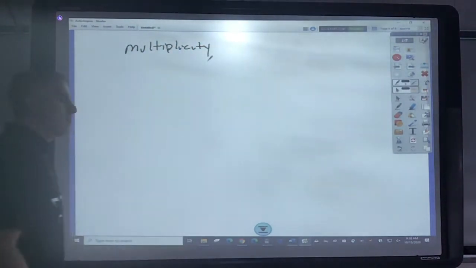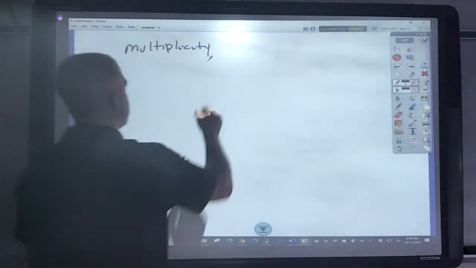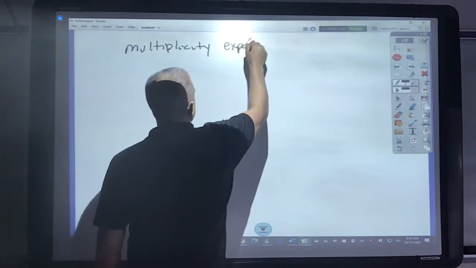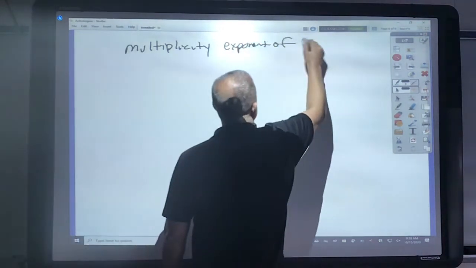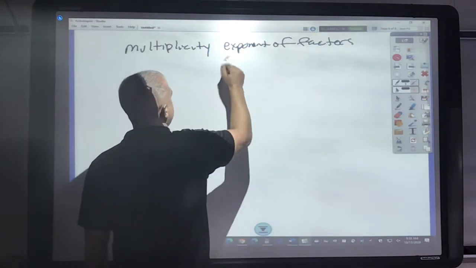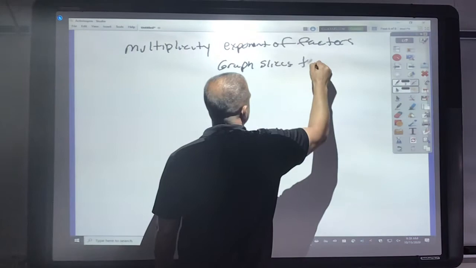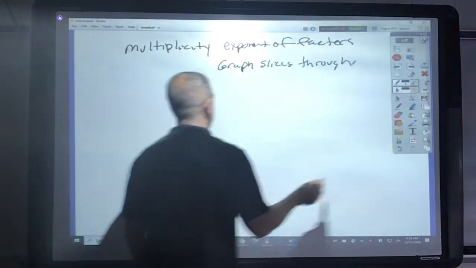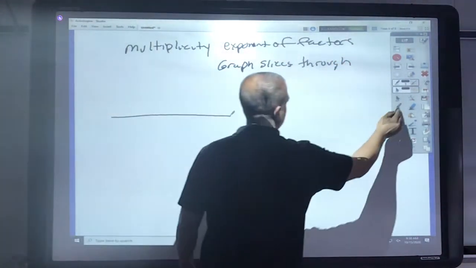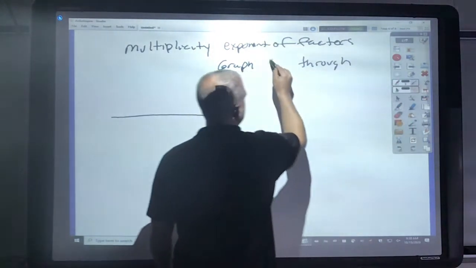Okay, now what multiplicity refers to is a couple things. It's the exponent of the factor, and it's also how the graph goes through the x-axis. Okay, let me explain. Or I probably shouldn't say slices, I should say goes.